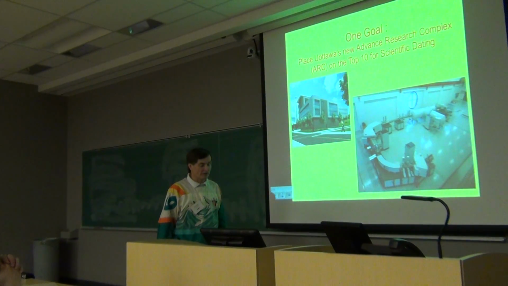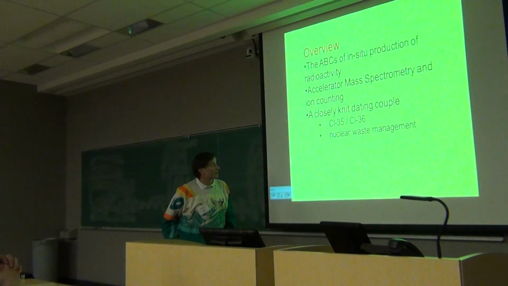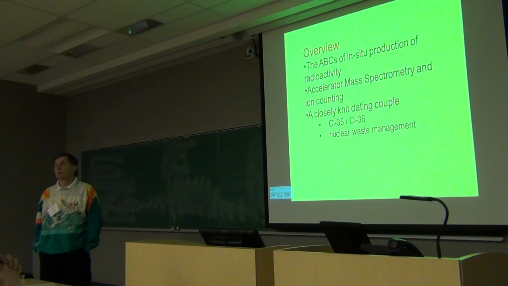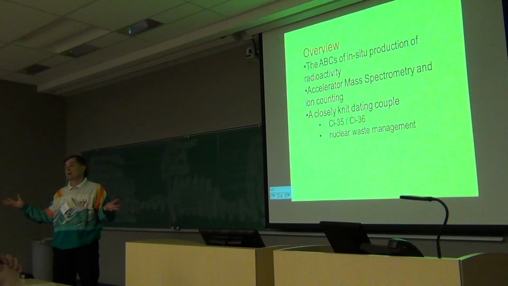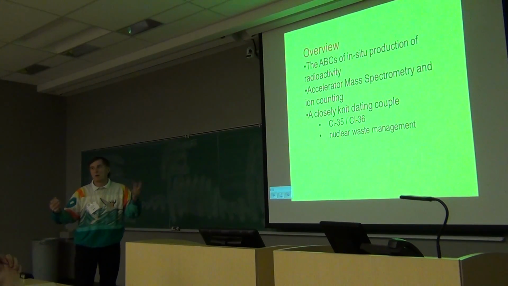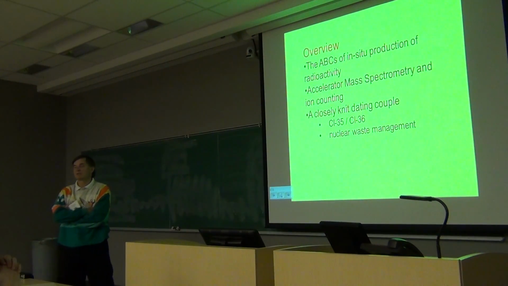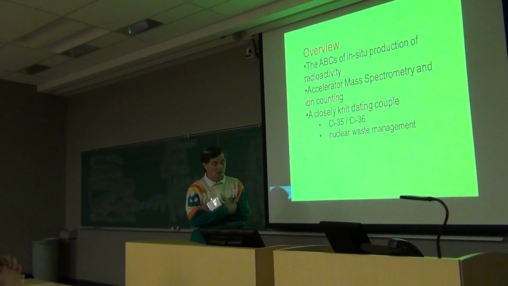So the short-term goal today is to explain the ABCs of a different type of radionuclide, some of those that are produced in situ, along the lines of what Matt was just discussing. I'll explain why Accelerator Mass Spectrometry is so important and opens up this whole field of science. And then I'll give one example of what I call a closely knit couple, looking at chlorine-36 and chlorine-35, and how we can apply that to an interesting geologic question about nuclear waste management.